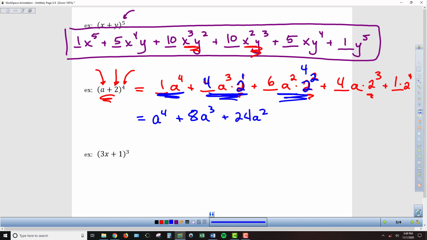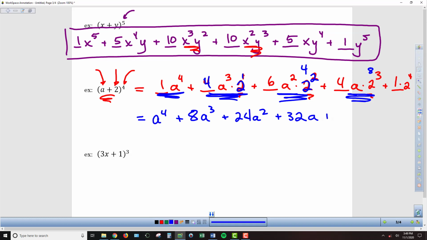24a squared. For the second to last term here, I've got 4 times a times 2 to the third. Well, 2 to the third is not 6. Don't make that mistake. It's 2 times 2 times 2. So that's going to be 8. So I've got 4 times 8, which is 32. And then there's still the a as part of that.